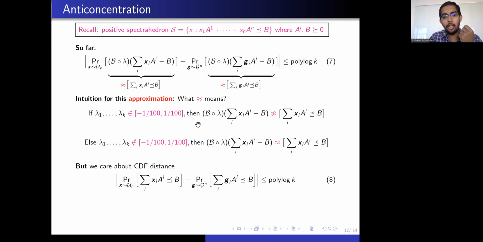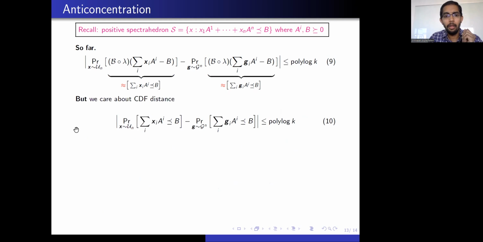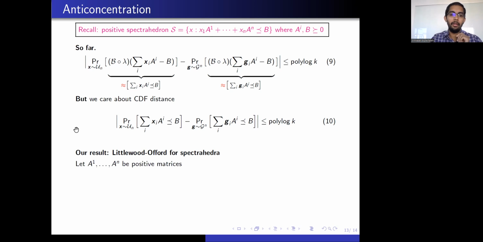We're going to use the same idea that Arunachalam and Mecca did, by proving that the mass of the xi such that the eigenvalues are small is very tiny. In some sense, if you pick a uniformly random x, the probability that the largest eigenvalue of summation xi ai minus b sits in a very tiny interval around 0 is very tiny. And we prove that by using the Littlewood-Offord theorem. This is the second main technical result. We prove the Littlewood-Offord theorem for positive spectrahedra. So let A1 to AN be positive matrices.